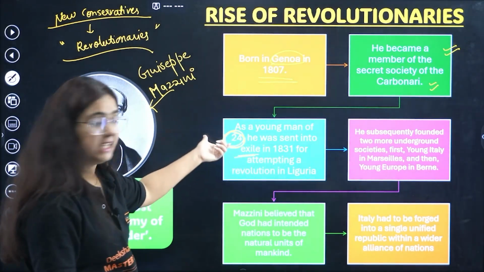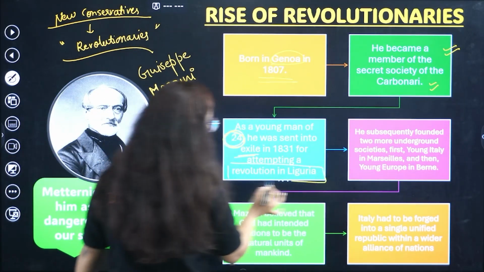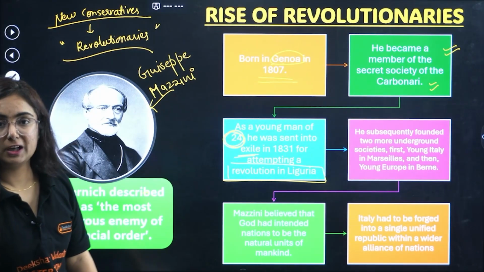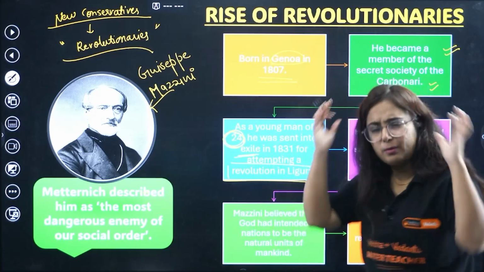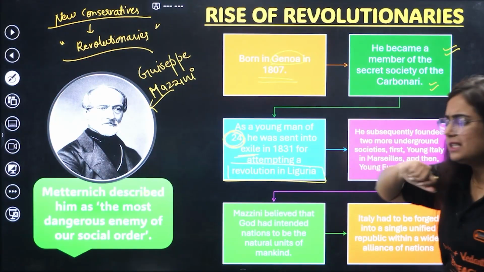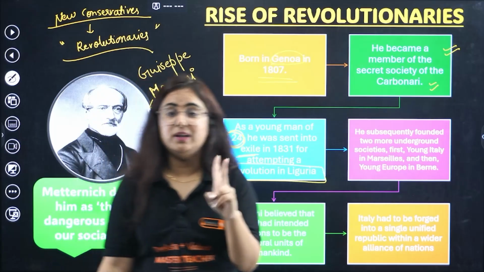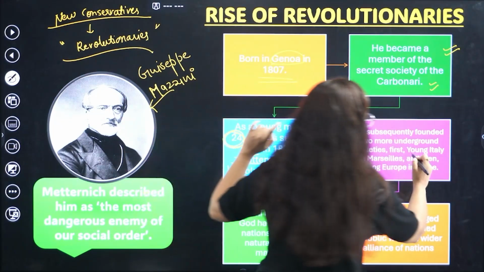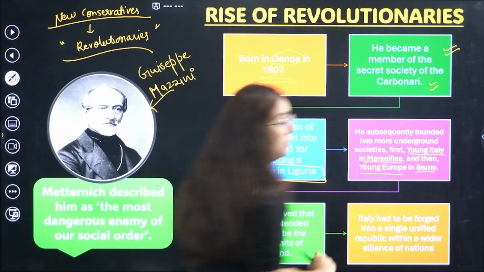In 1831, at the age of 24, he was sent into exile for attempting a revolution in Liguria. Even from there he continued planning and plotting, and subsequently founded two societies. Pay attention: one was Young Italy in Marseilles, and the other was Young Europe in Bern.